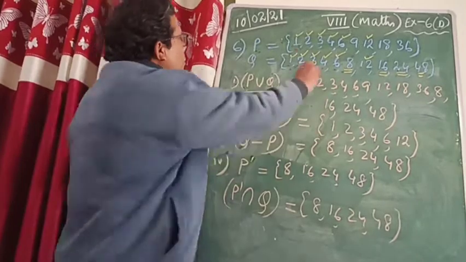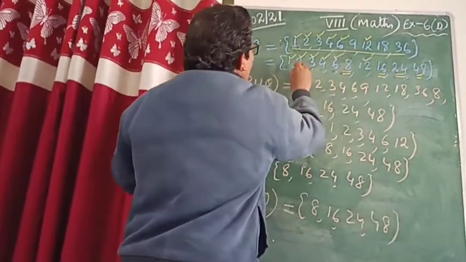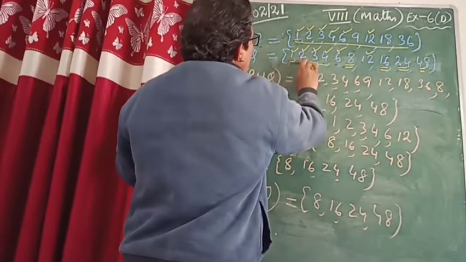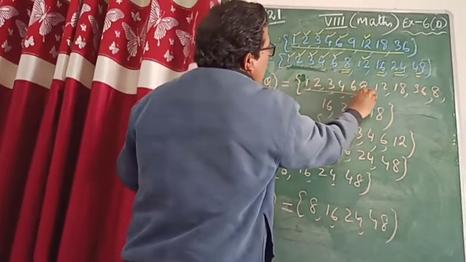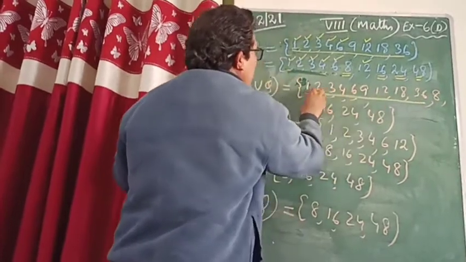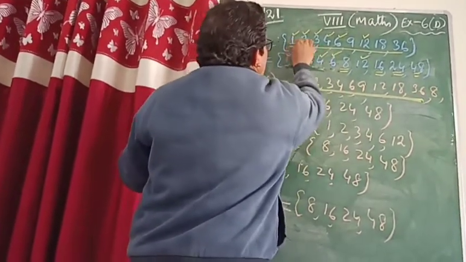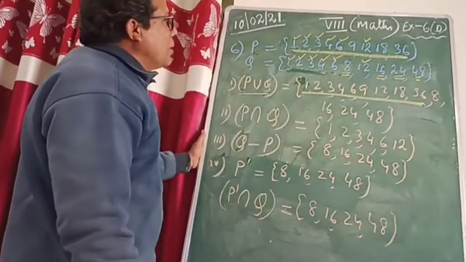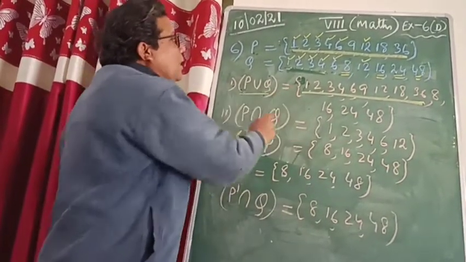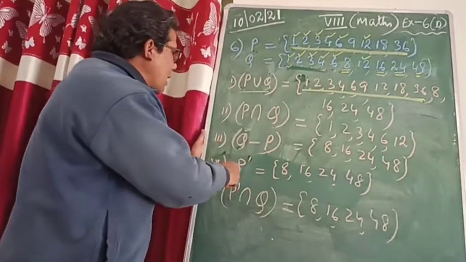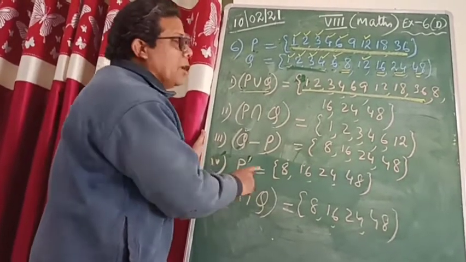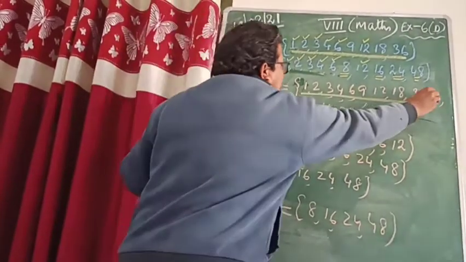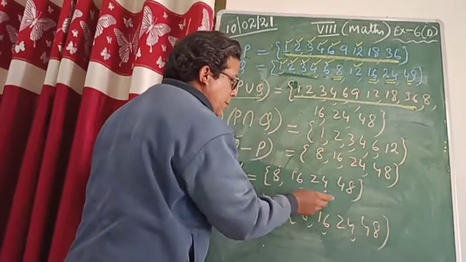Then you see what elements are present in P: 1, 2, 3, 4, 5, 6, up to here. What elements are present here? 1, 2, 3, 4, up to here you can see. Look here, up to these elements are present in P, and except those elements, the elements present in the universal set are the elements of P complement. So always you find out the elements of that complement. Which are there? 8, 16, 24 and 48. So I have written it here.